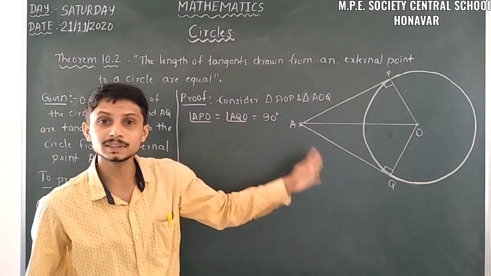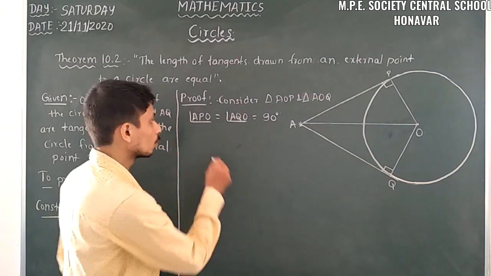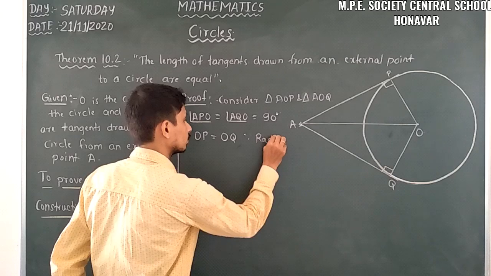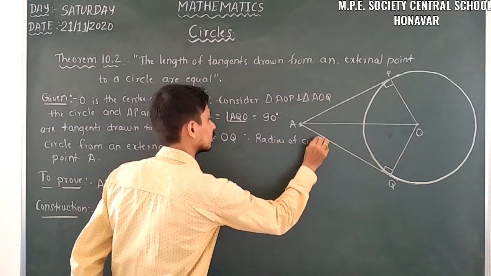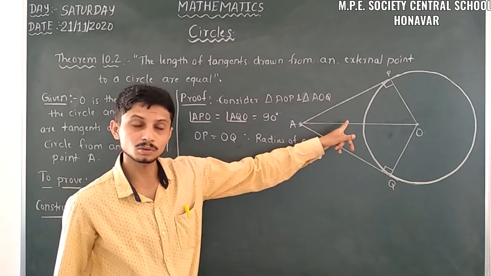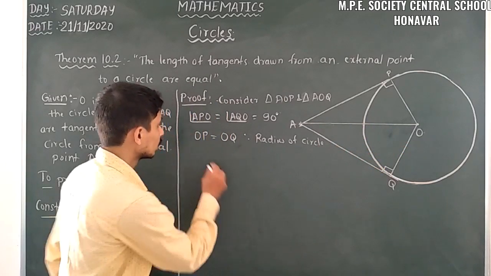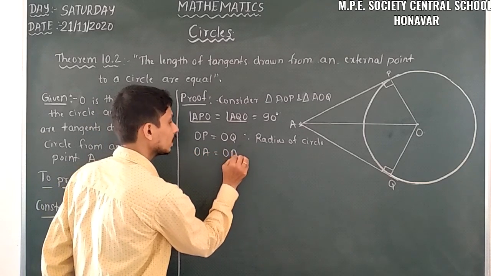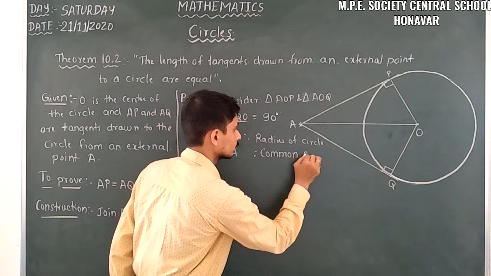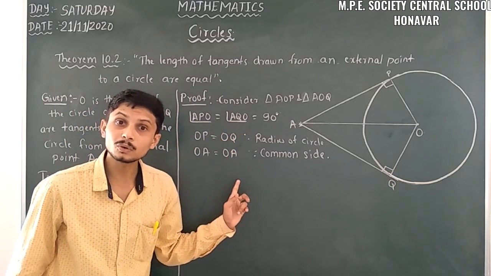Radius will always be equal. Anywhere we have radius, it's always equal. That is, OP is equal to OQ because it is the radius of the circle. Then just observe those two triangles. OA is the common side for both the triangles. That is, OA is equal to OA. So this is the common side.